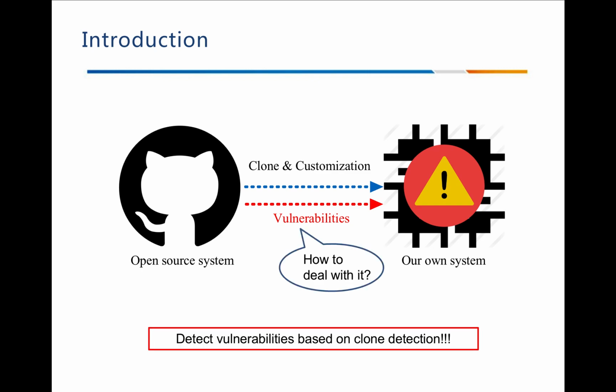Then here's the question: how can we deal with the vulnerabilities brought by the code clones? A practical way is to detect the target project in advance to lower the risk. Some researchers propose that we could use clone detection to detect the vulnerability, which is also the content of this paper.